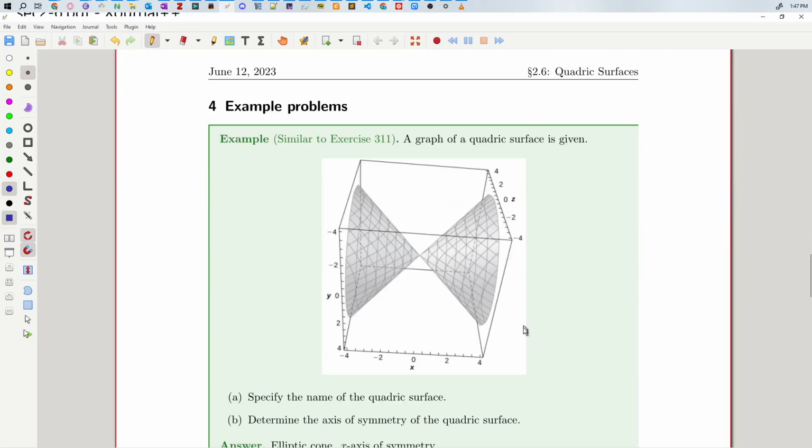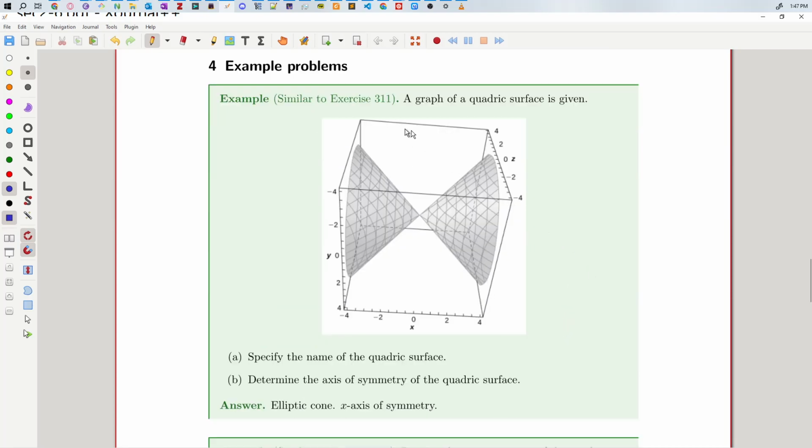Let's talk about some example problems. This one says, given a graph of a quadric surface, specify the name of the quadric surface and identify its axis of symmetry. A lot of the problems in this section are just to do with identifying your surface and maybe doing some algebra to get the equation defining the surface into a form that you can recognize.